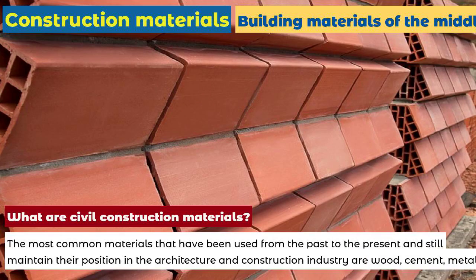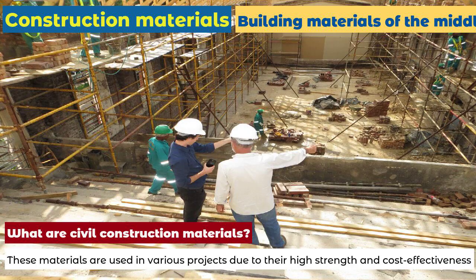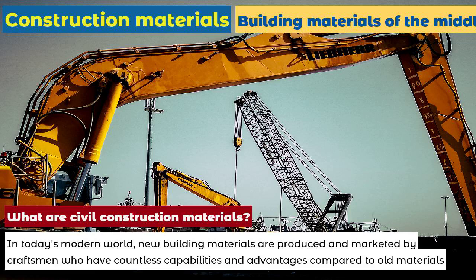The most common materials that have been used from the past to the present and still maintain their position in the architecture and construction industry are wood, cement, metal, brick, and concrete. These materials are used in various projects due to their high strength and cost effectiveness. In today's modern world, new building materials are produced and marketed by craftsmen who have countless capabilities and advantages compared to old materials.